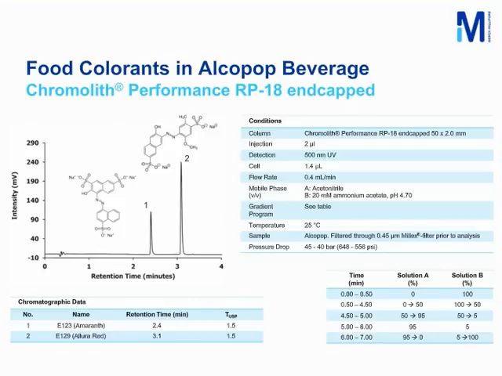More than 8,000 samples were analyzed on a 50 by 2 mm RP-18 end-capped Chromolith column. The sample was an Alcopop alcoholic drink which has a complex matrix, typical for many beverages. The only sample preparation done was filtration using a 0.45 micron Millex filter. High-resolution separation was achieved in less than 4 minutes.